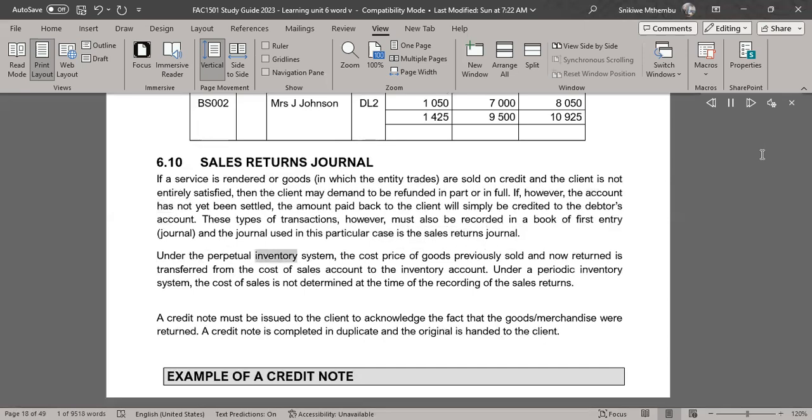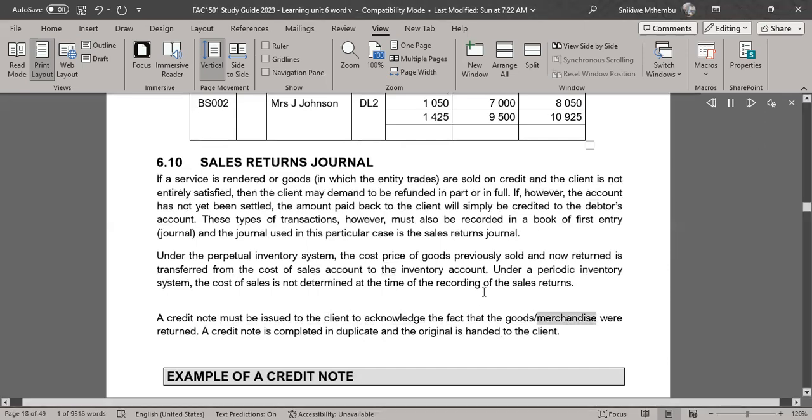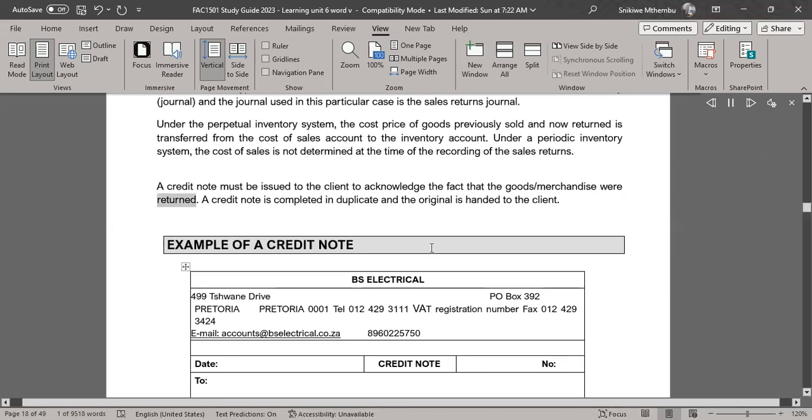Under the Perpetual Inventory System, the cost price of goods previously sold and now returned is transferred from the cost of sales account to the inventory account. Under a Periodic Inventory System, the cost of sales is not determined at the time of the recording of the sales returns. A credit note must be issued to the client to acknowledge the fact that the goods/merchandise were returned. A credit note is completed in duplicate and the original is handed to the client.